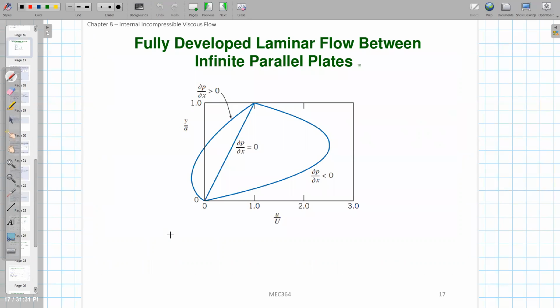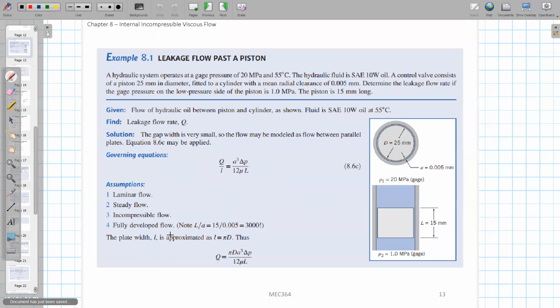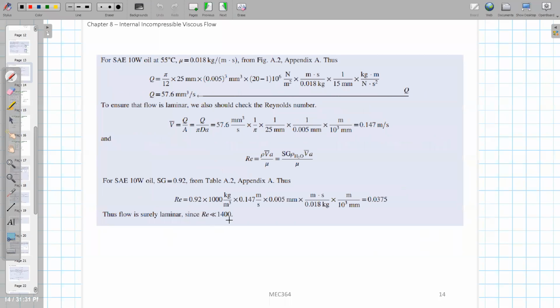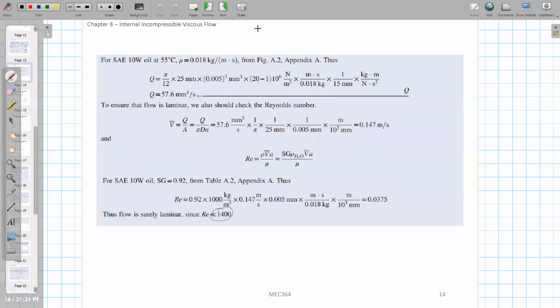Let me have another example problem. Okay, so this is for the flow between parallel plates, right? We had an example before, so this is this one here.